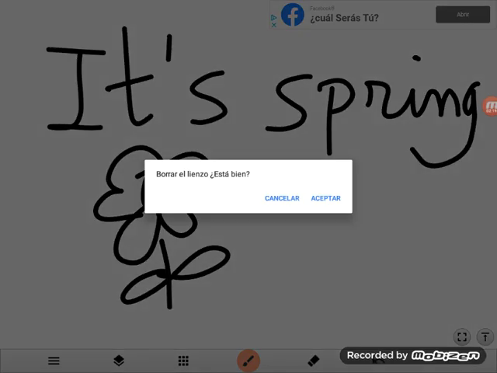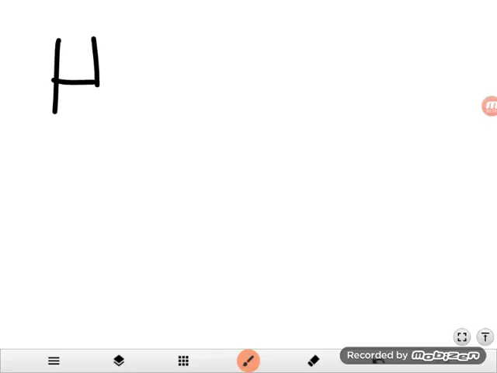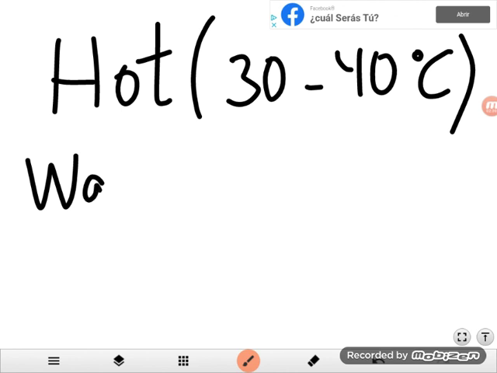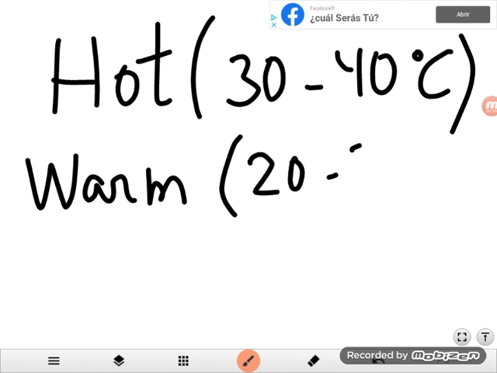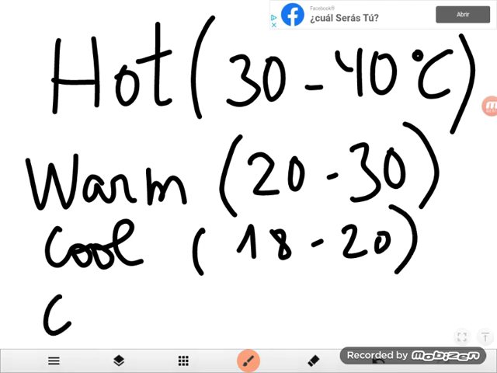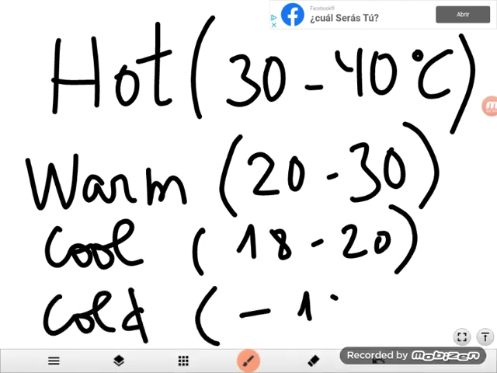So I'm going to clean this one and tell me if it's hot. Hot is when we have between 30 and 40 degrees. Yes, it's a lot. Or is it warm? Warm is when we have around 20, 30 degrees. Cool is when we have between 18, 20 degrees, and then we have cold when it's minus 18 degrees. Okay, so how is the weather?